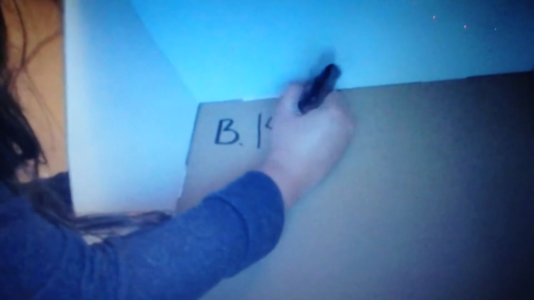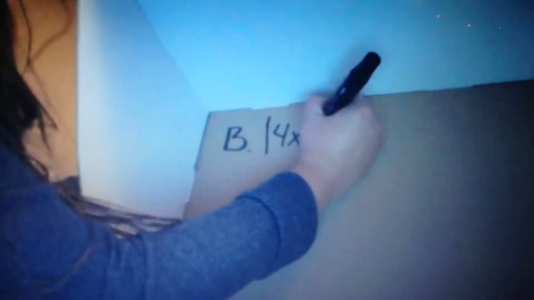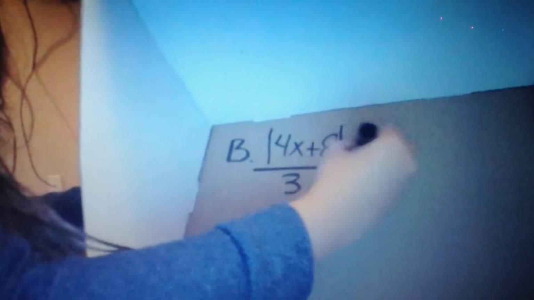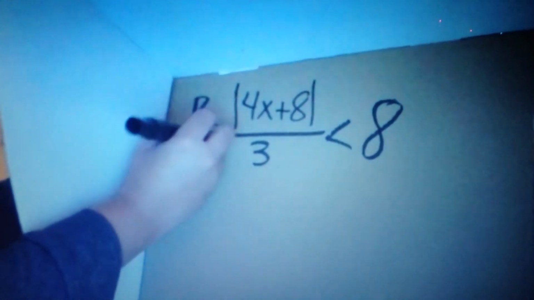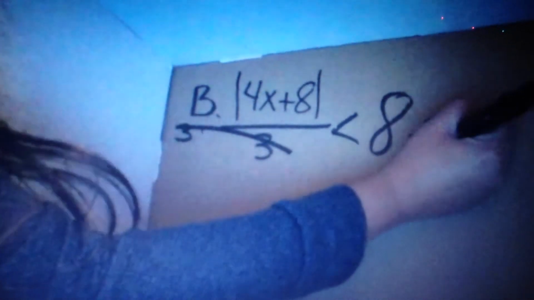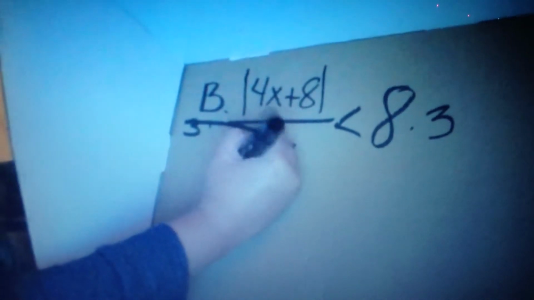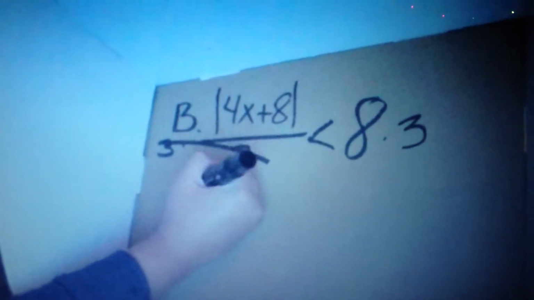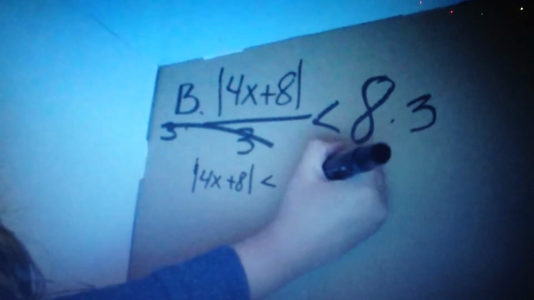Now to move on to example B, the inequality with conjunction. You're going to put the absolute value of 4x plus 8 over 3 less than 8. The first thing you want to do right here is multiply by 3. And that will cancel this out. And you want to multiply by 3 on the other side as well. So what you're going to get right here is the absolute value of 4x plus 8, and right here you're going to get 24.